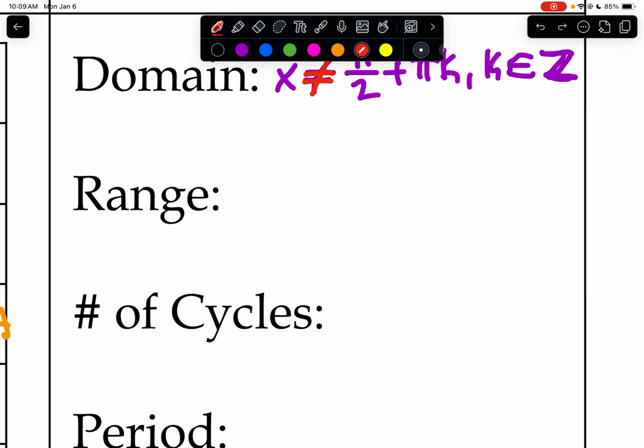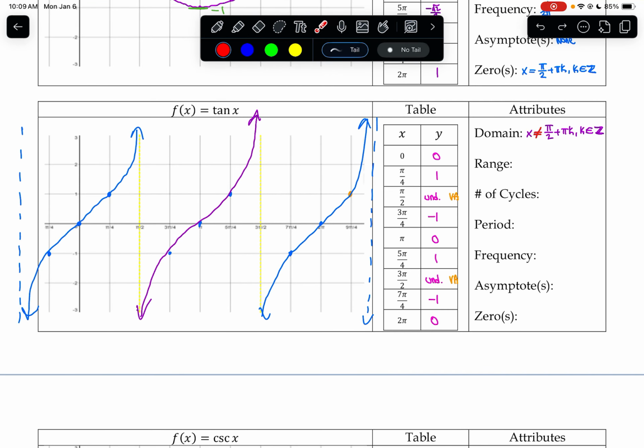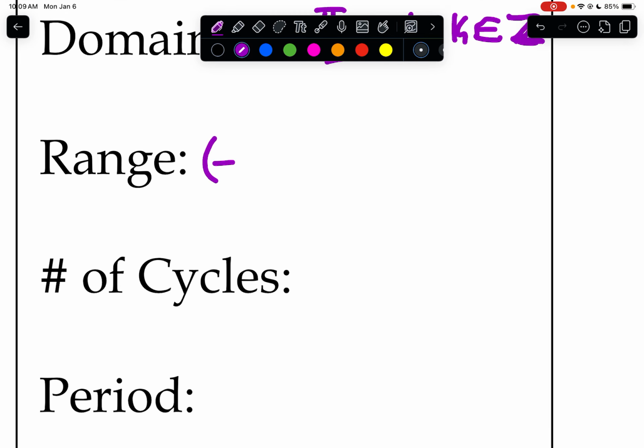Now for the range, I'm going to come back over here. We're going to go down indefinitely and then up indefinitely, which means your range is going to be all real numbers. So from negative infinity to positive infinity.